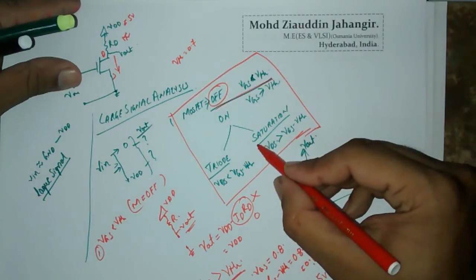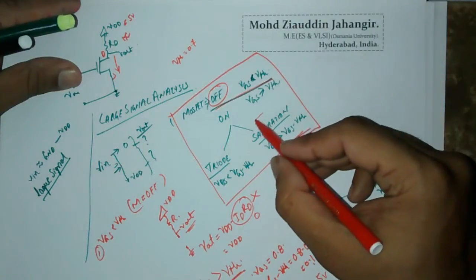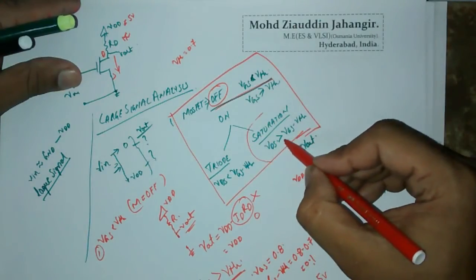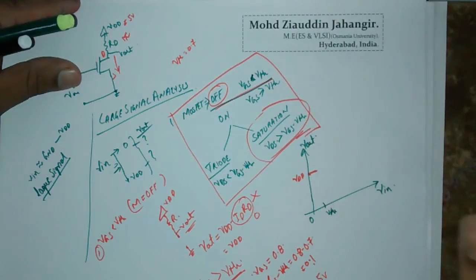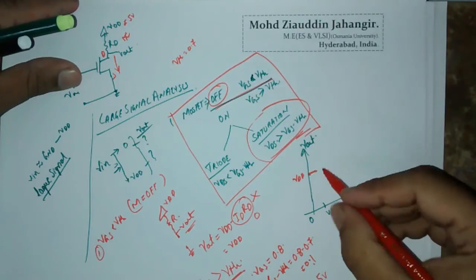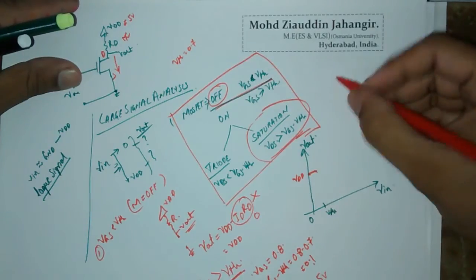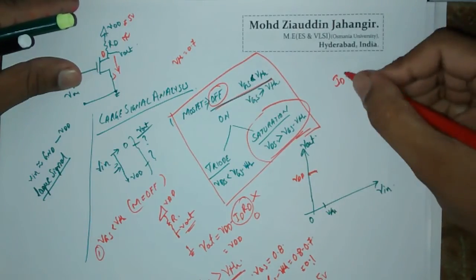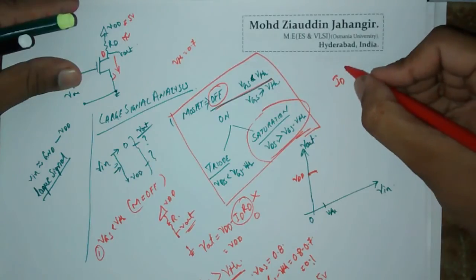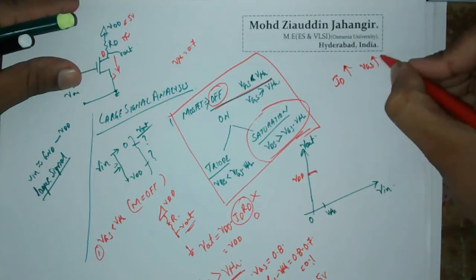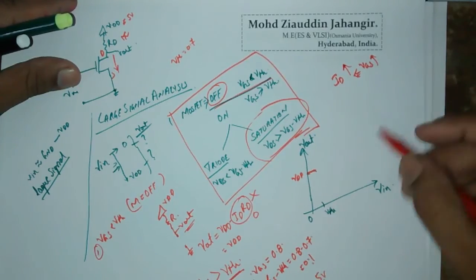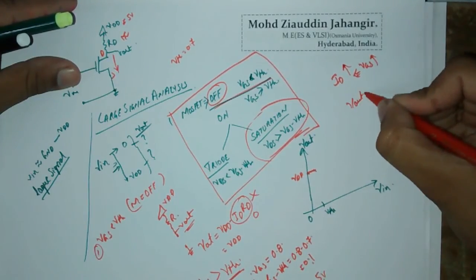So what is the state of your transistor? VDS greater than VGS minus VTH. So your transistor is in saturation. So therefore now your current ID is going to vary with your VGS. As VGS increases, your current also increases. So therefore what happens to Vout?